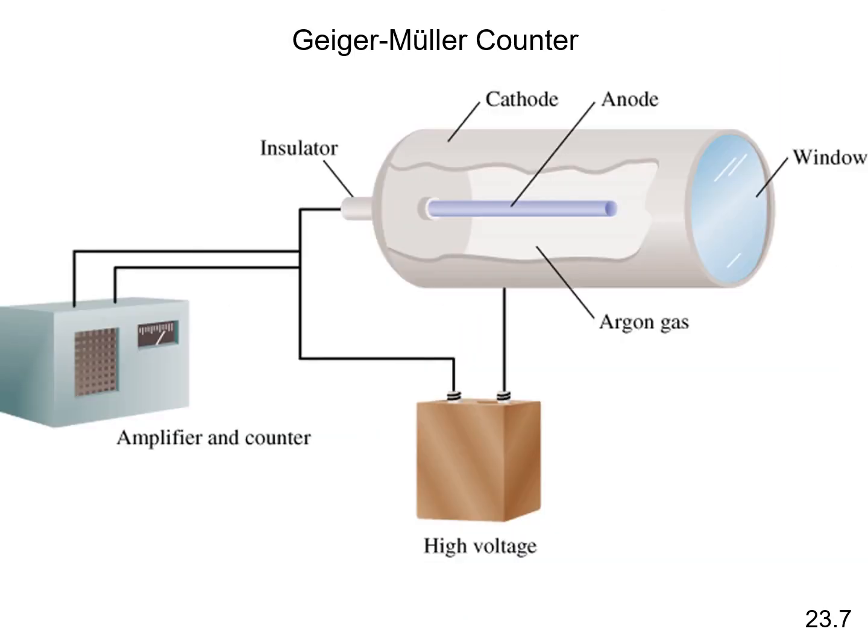So we'll end with this one. This is a very practical device, the Geiger counter. This measures the level of radioactivity in a material or in any place.